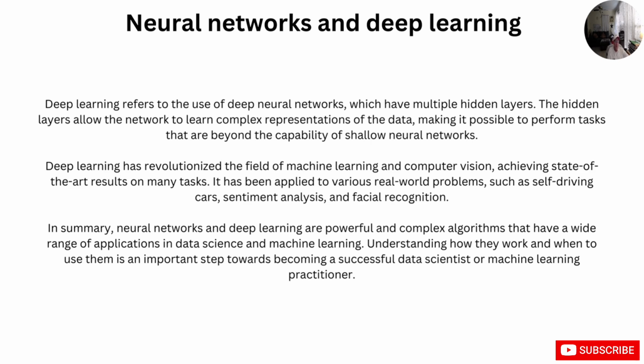In summary, neural networks and deep learning are powerful and complex algorithms that have a wide range of applications in data science and machine learning. Understanding how they work and when to use them is an important step towards becoming a successful data scientist or machine learning practitioner.